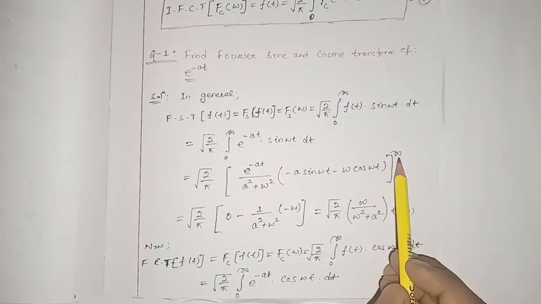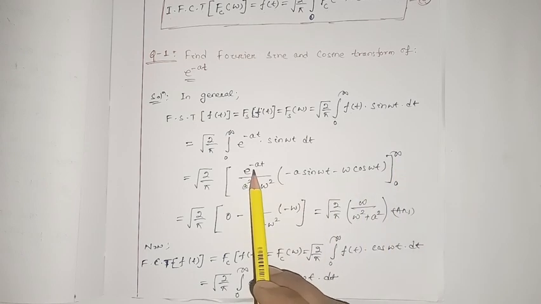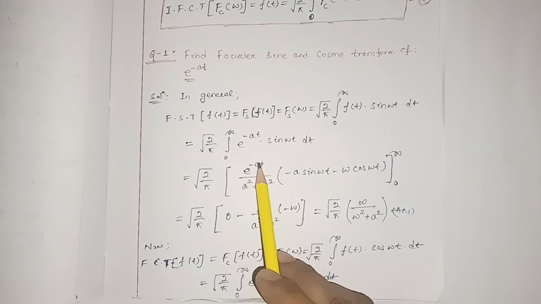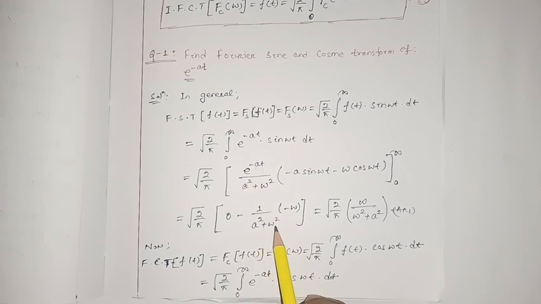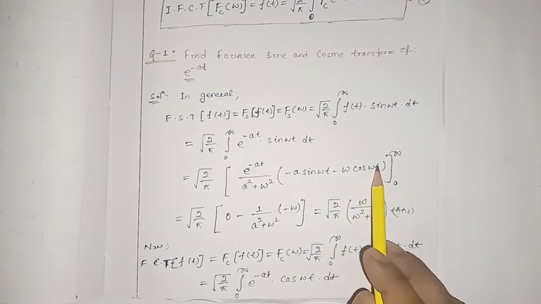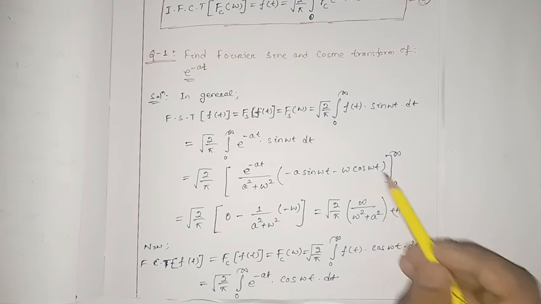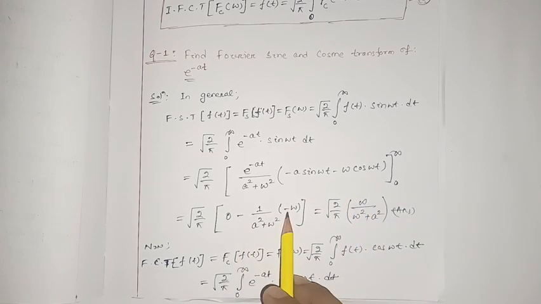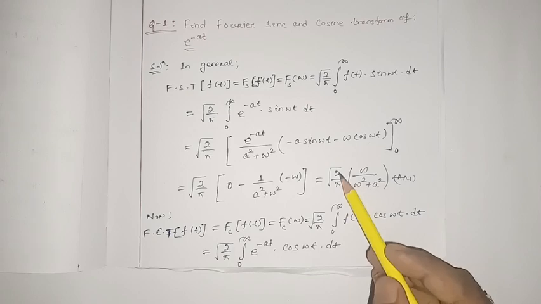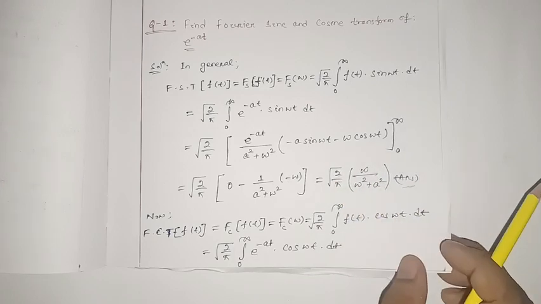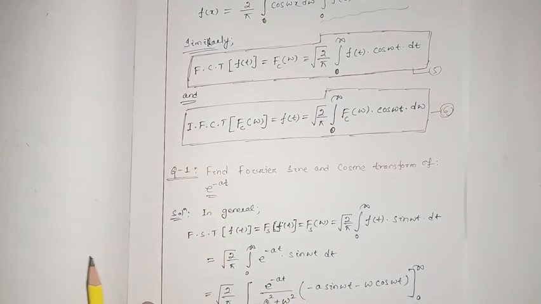So first we have to put the upper limit. If I put infinity, e to the minus infinity is 0, so the entire term will be 0. Minus, we have to put 0: e to the 0 is 1 by a square plus omega square. Here if I put t as 0, this term will be 0, and cos 0 is 1, so we get minus omega, and with minus plus, finally you get the answer root over 2 by pi, omega by omega square plus a square. That is the Fourier sine transform of this e to the power minus at function.